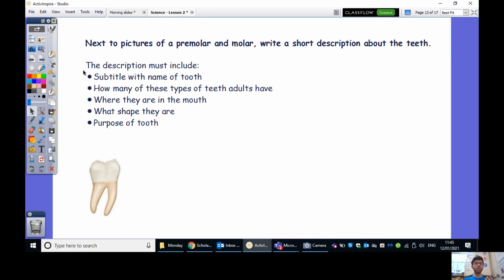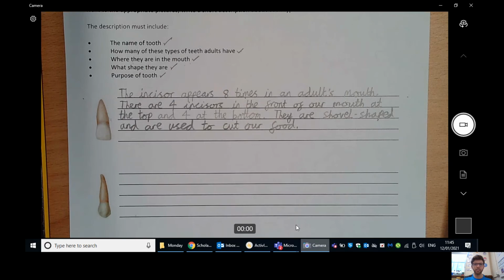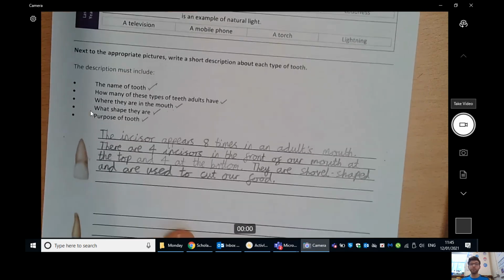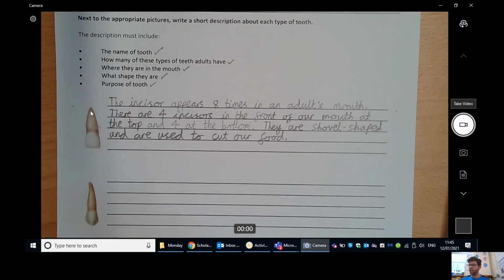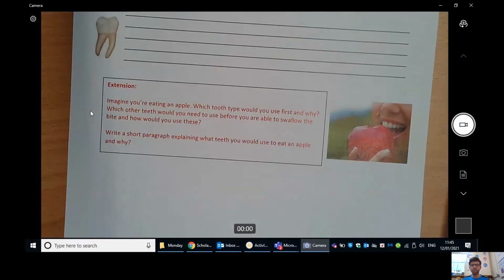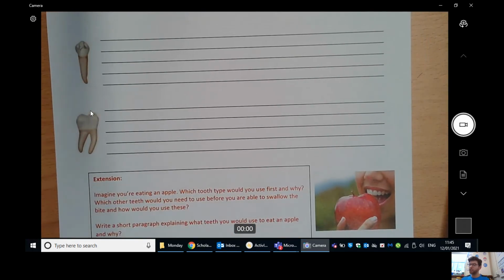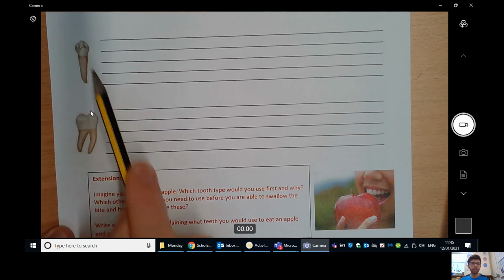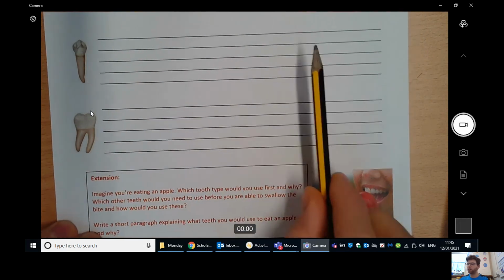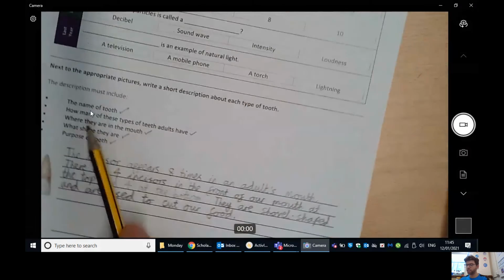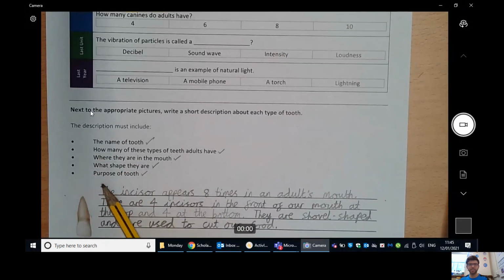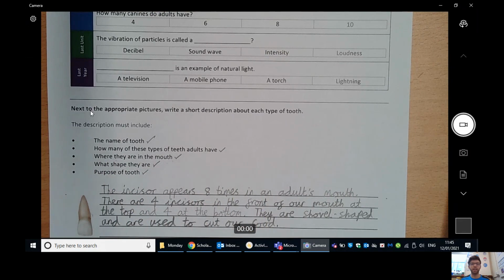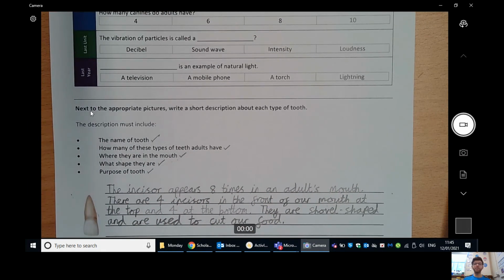Excellent. So using your knowledge of what we've done, if you flip over the sheet, or if you don't have one, remember just draw the pictures there and write the paragraphs either side. Don't worry about the extension just yet. Could you please complete the premolar and the molar paragraph over here, remembering to use that checklist that you used last time. Okay, so I will leave that there. Pause the video and resume once you have finished those 2 paragraphs. Off you go.